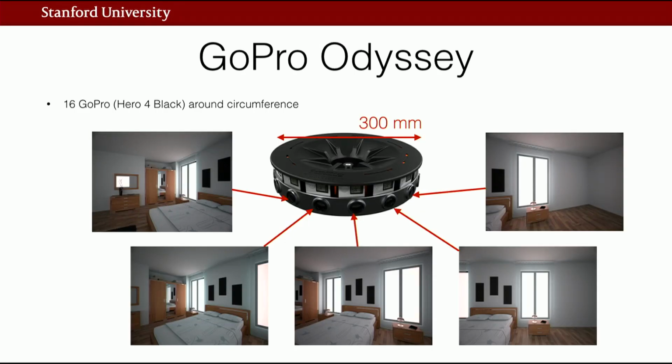So next, I'm going to simulate the GoPro Odyssey. It's similar to the Facebook. Instead of 14 cameras, it has 16 around a slightly smaller circumference. Again, we simulate the lenses and sensors to best match the specs found online. And here we have the simulated images from a bedroom scene from the adjacent cameras on this rig.